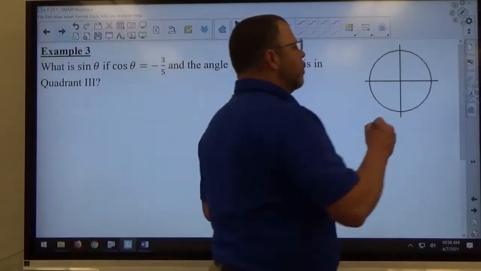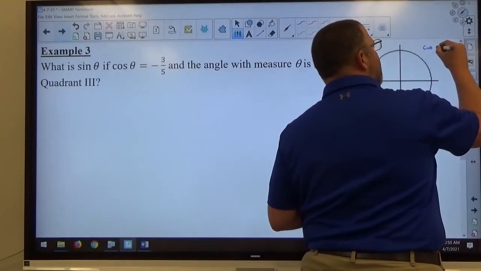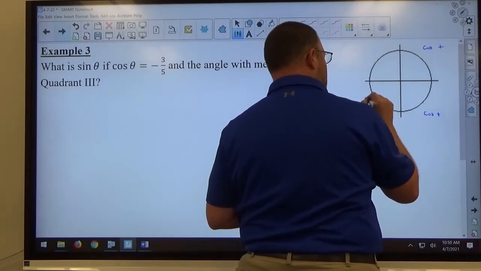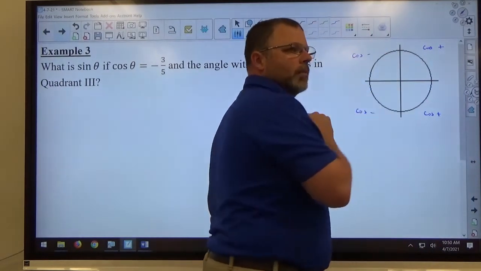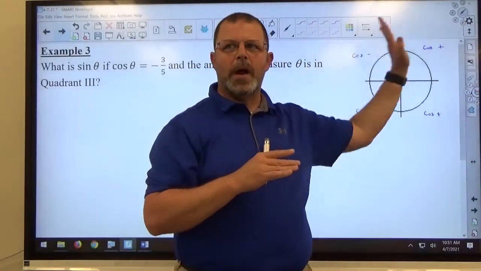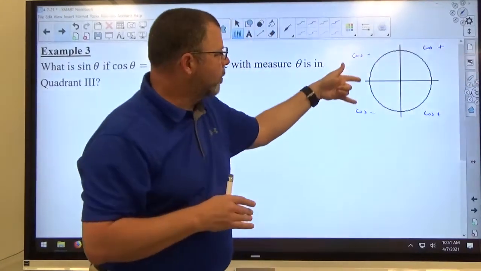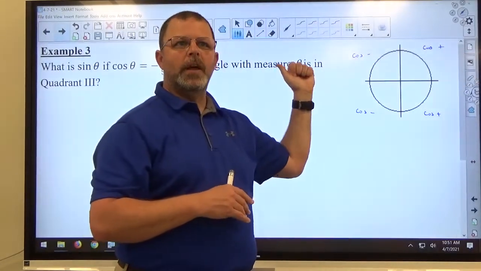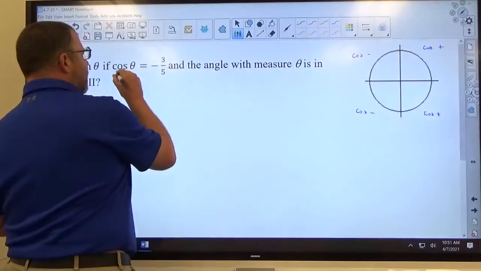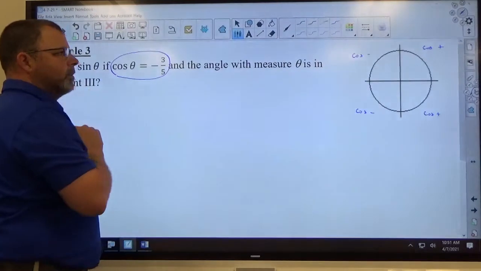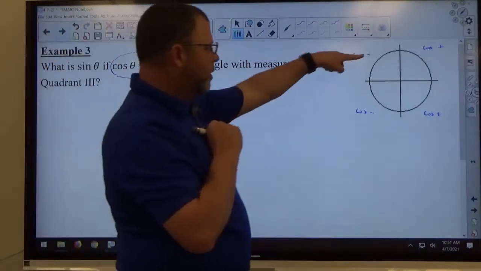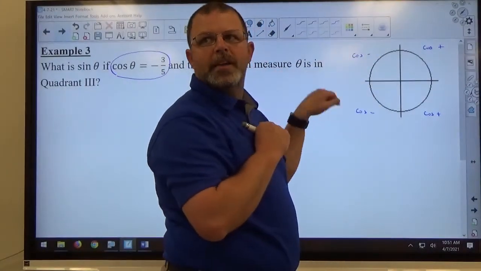So, cosine is positive here, cosine is positive down here, cosine is negative over here, cosine is negative over here. If I'm going horizontally, if I'm in the first or fourth quadrants, I'm going right, which is positive. If I'm in the second or third quadrants, I'm going left, which is negative. And cosine, again, is the left or the right. So as soon as I see cosine of theta is equal to negative 3/5, that tells me immediately that I'm in the second or third quadrants because cosine is negative.